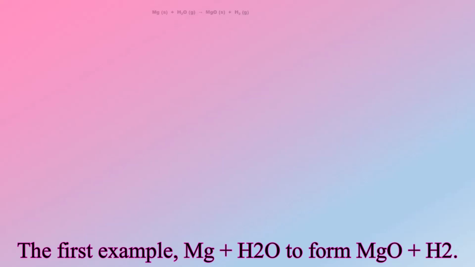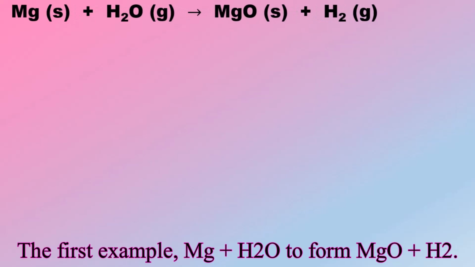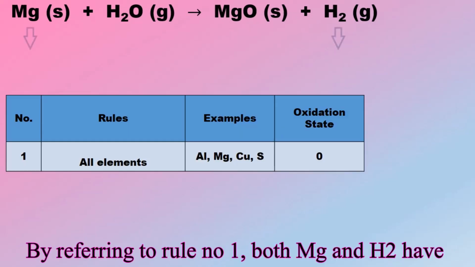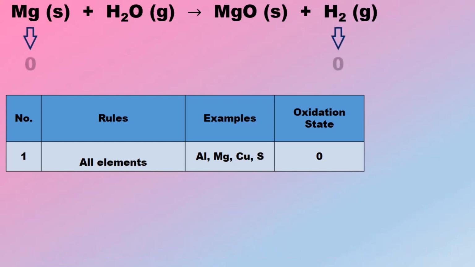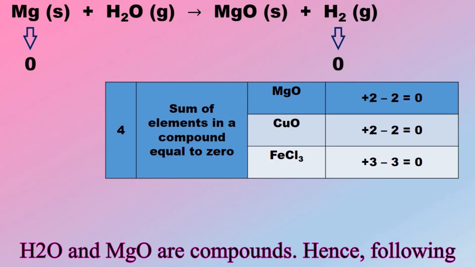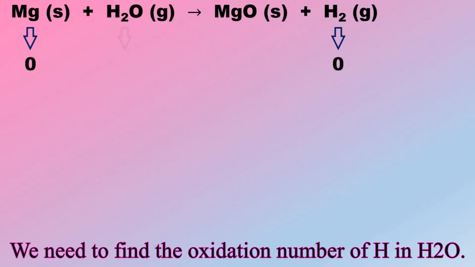The first example, Mg plus H2O to form MgO plus H2. By referring to rule number 1, both Mg and H2 have zero oxidation state because they are elements. H2O and MgO are compounds, hence following rule number 4, both of them must equal 0. We need to find the oxidation number of H in H2O.